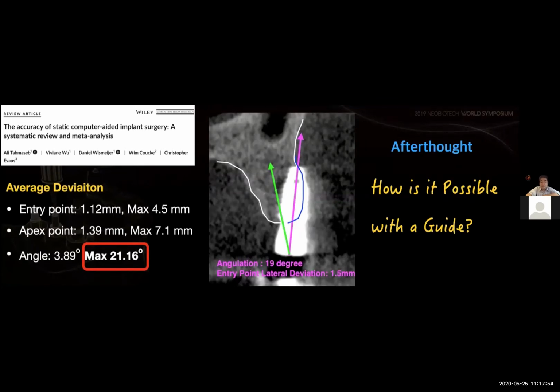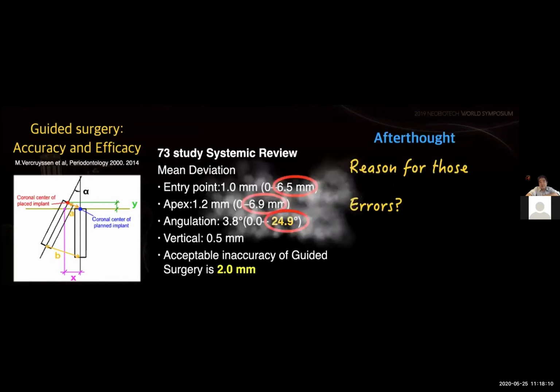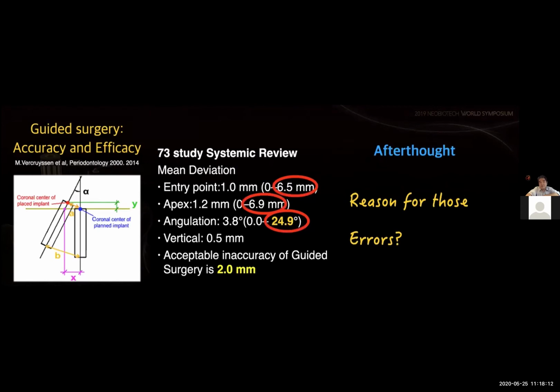But that really happened. I want to share that aspect with you. Let's look at the other study. They went over 73 studies, and they found a very similar situation. In this case, their angulation error is about 25 degrees. And you can also see the entry point error of 6.5 millimeters and apex error of 6.9 millimeters.